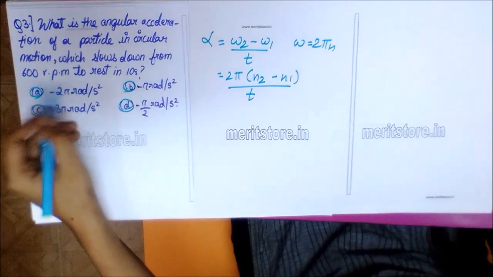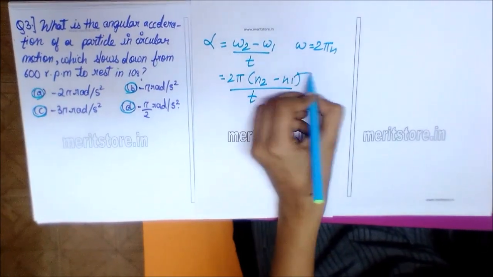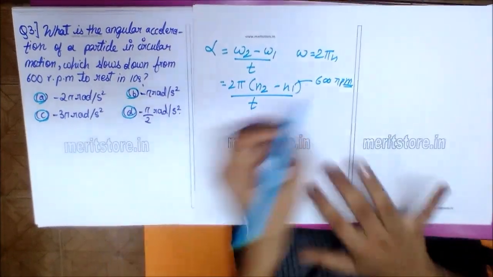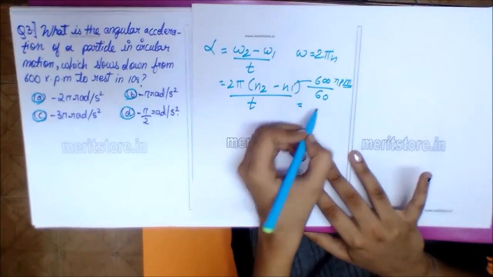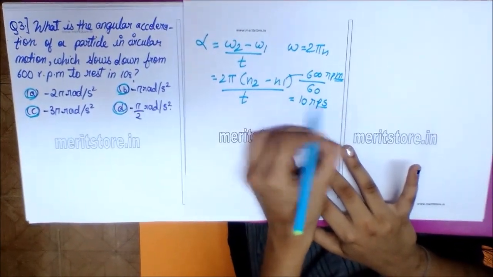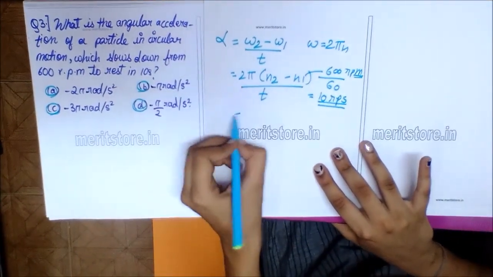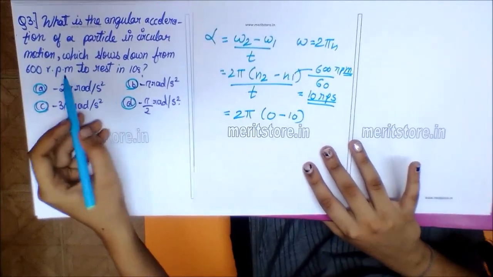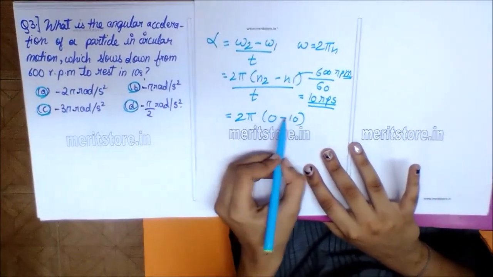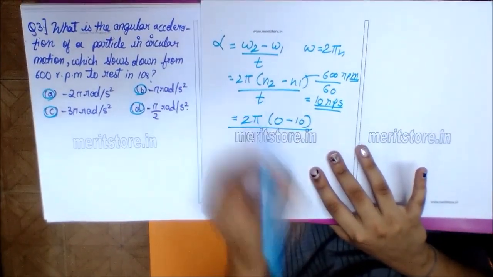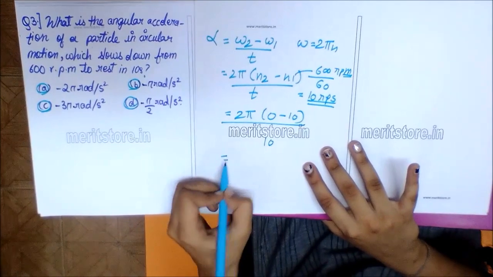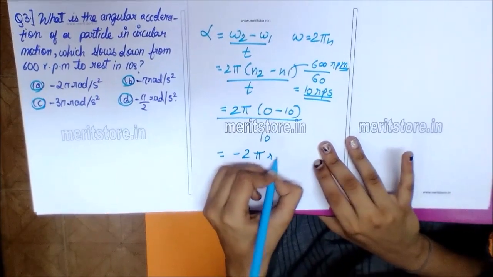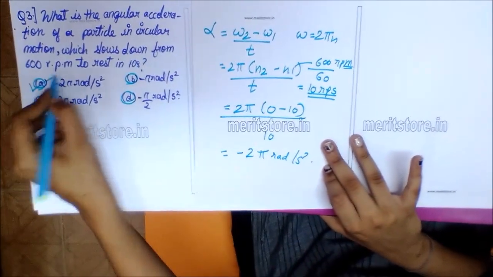Where n1 is given to us as 600 rpm. It is in minutes, we have to convert it into seconds, therefore we will divide it by 60. 600 by 60 is 10 rps. This is our value, 10 rps. Now substituting the values, 2 pi into 0 minus 10, 0 because n2 is 0 as it finally comes down to rest, minus 10, the 10 that we have found out, upon t, t is again 10 seconds. When you solve this you will get minus 2 pi radian per second square. Option A is the correct option.